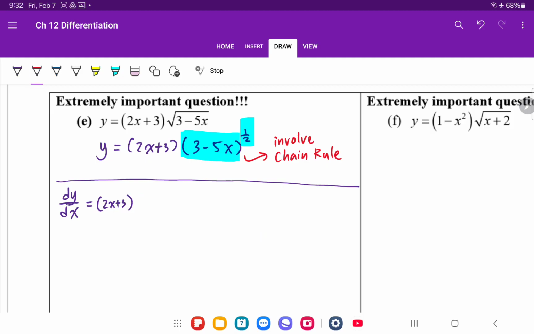So, let me write in red. The power half comes down. Whatever was in the bracket remains untouched. The power half, you must subtract 1. Then don't forget, you must differentiate the inside. That gives us a negative 5.